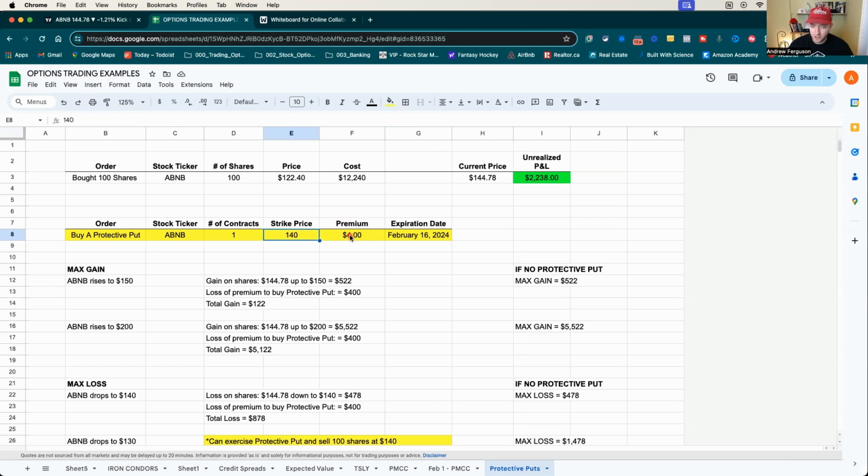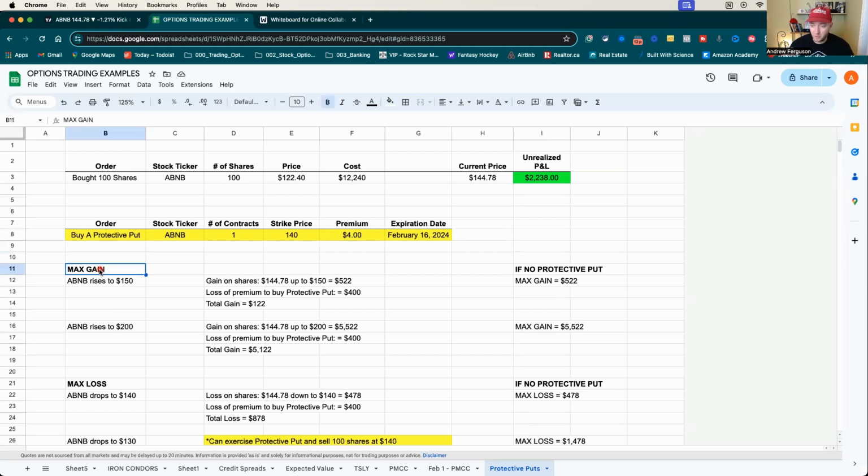So $4 per share, so $400 in total. I'm going to leave it at $4 right now. And the expiration date is February 16th, 2024, so coming up pretty soon. Now, to calculate our maximum gain and maximum loss, I'm also going to walk you through on the whiteboard what would actually happen in these scenarios.